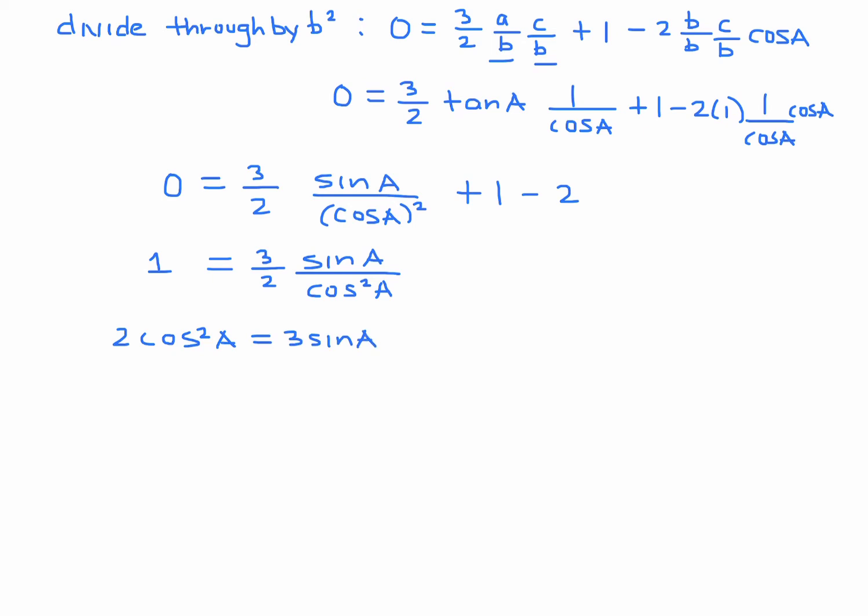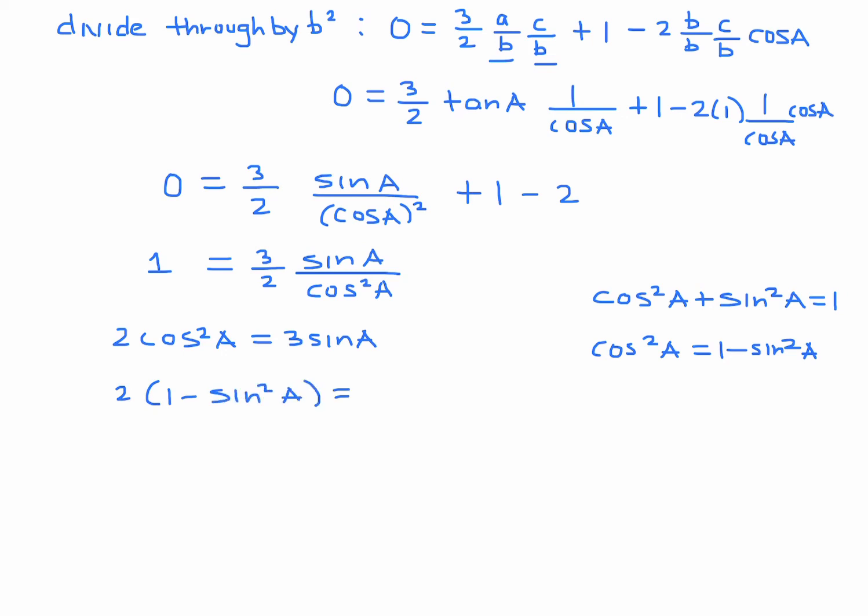Now, it would be nice if we had just one trigonometric expression, like just sine or cos. We have 2, but that's not a problem, because if you remember, cos squared A plus sine squared A is always equal to 1. So instead of cos squared A, I can substitute 1 minus sine squared A, and that will allow me to have only sines in my equation, like that.